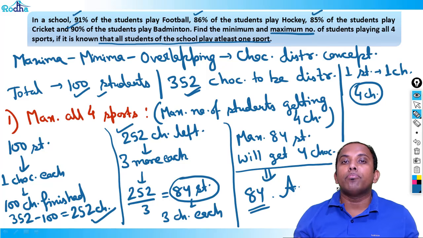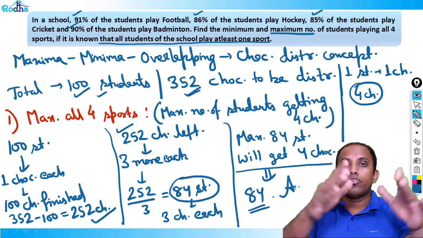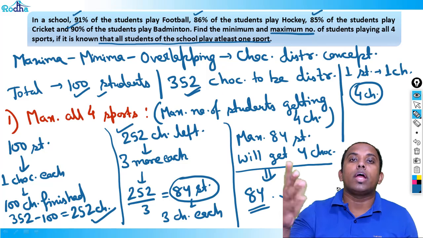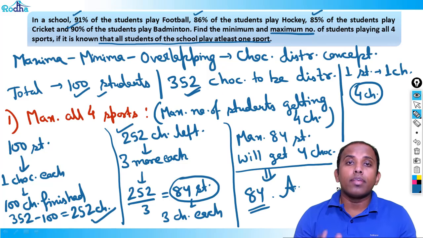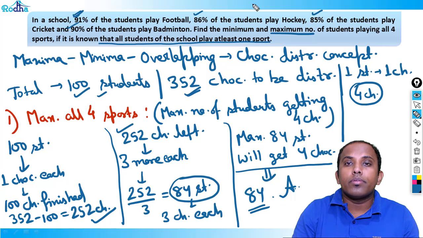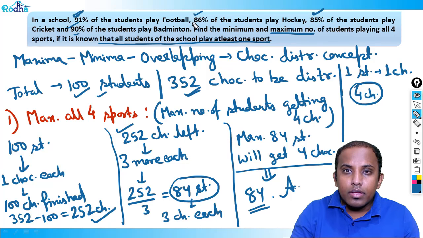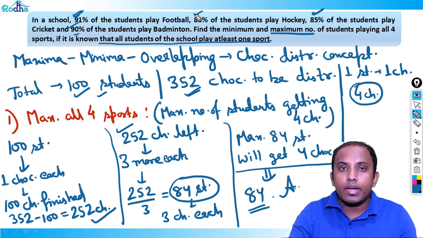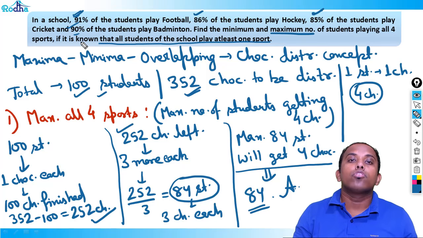That means 84 people in the hall, out of 100 people, will get 4 chocolates each at the maximum, right? So the answer for this question is 84, right? And we check all the numbers here, like 91, 86, 85 and 90. So all these are more than 84. That means 84 is correct, right?